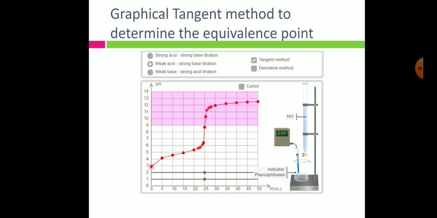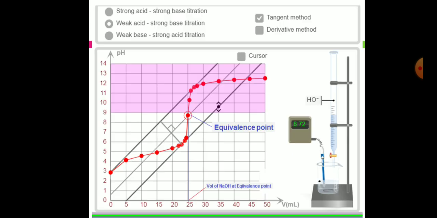So, this is the graph which we are going to get when we plot the volume of NaOH added on the x-axis and the pH change recorded on the y-axis. This is the graphical tangent method which is used to determine the equivalence point. Now, after plotting the graph, we will plot two tangents. The two tangents are two parallel lines that are drawn to the vertical steep portion of the titration curve.